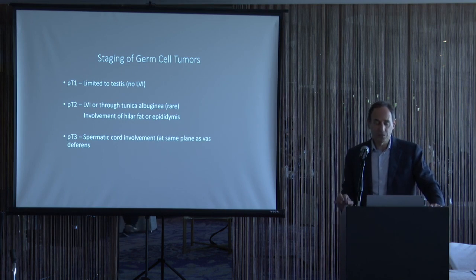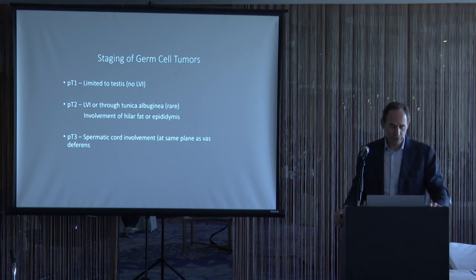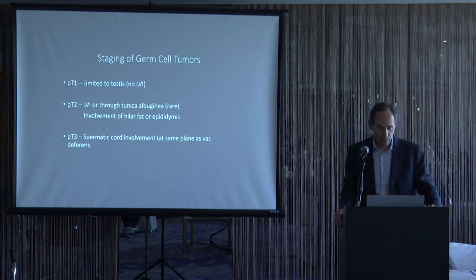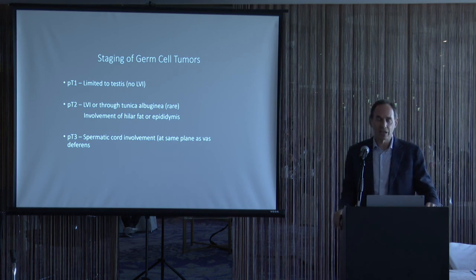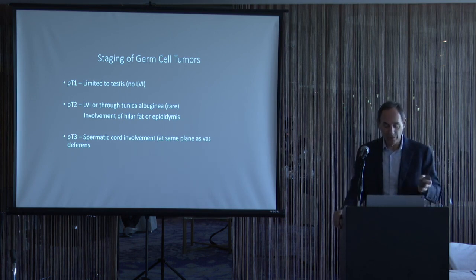The importance of lymphovascular invasion comes into staging of germ cell tumors. So stage pT1 is tumor limited to the testis without lymphovascular invasion. For pT2, there are several different criteria that would result in a staging of pT2. Lymphovascular invasion by itself would make it pT2, or if the tumor goes through the tunica albuginea, which is uncommon. And then the other common situation that leads to a pT2 is when the tumor invades hilar fat and epididymis. So it's usually either lymphovascular invasion or involvement of hilar fat or epididymis that results in pT2.